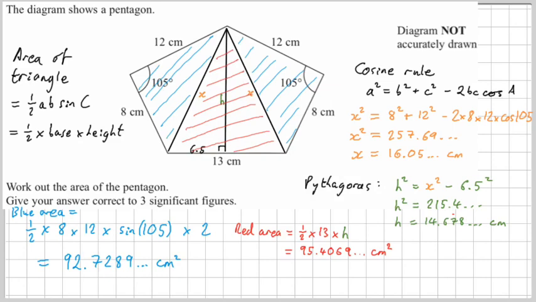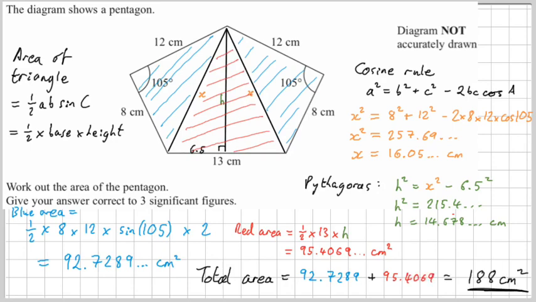Okay, we're pretty much done. We just need to add together the 92 and a bit with the 95 and a bit to get our total area, which rounds off to 3 significant figures to 188 square centimetres.